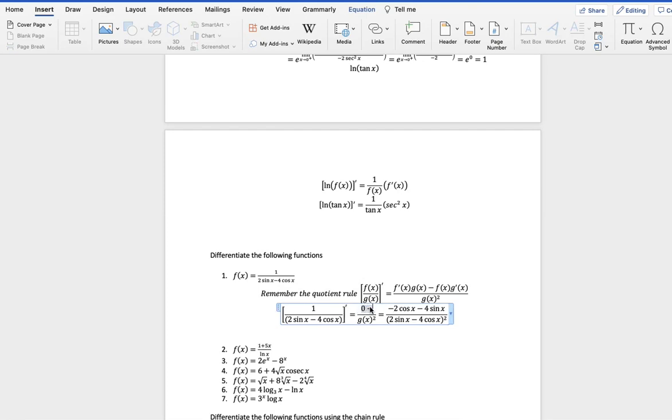we have 0 minus the derivative of what's in the denominator here. So the derivative of 2 sine x is 2 cos x. And the derivative of minus 4 cos x is plus 4 sine of x. Right, so now when you apply this negative sign to what's under the bracket, that's where the negative comes from. So I hope it makes sense. Yes, it does. Thank you. Okay. So any other questions there?